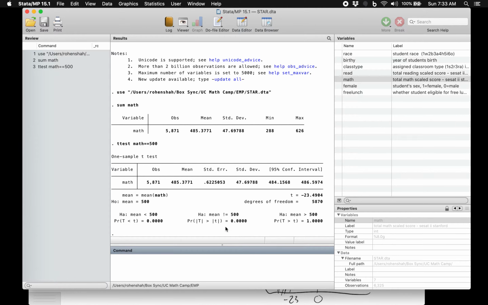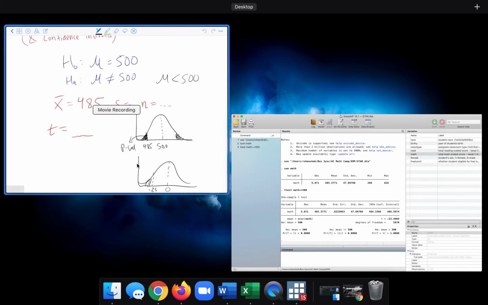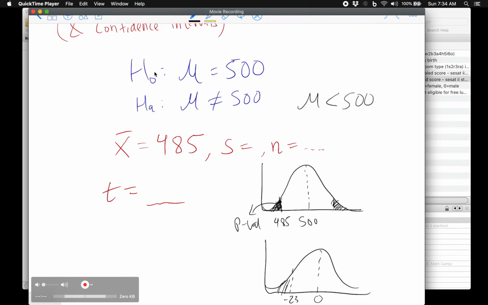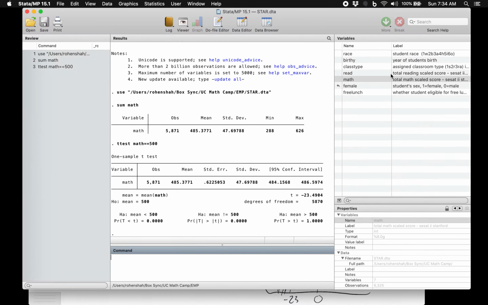But yeah, so here what do we conclude? The main conclusion is that 485 is far enough from our guess of 500, because this p-value is less than 0.05, or whatever alpha threshold we chose. All right, so that's just how you do a simple, regular hypothesis test.